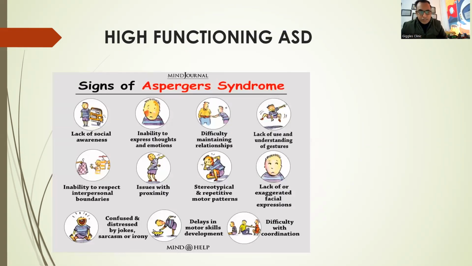So this is the high functioning ASD. For high functioning ASD, we use the words, as I have told you, Asperger's or savant syndrome. So these are some of the signs which we get in ASD: lack of social awareness, inability to express emotions and thoughts, repetitive stereotypic behaviors, inability to reciprocate, that is social reciprocity. That means inability to understand the facial expressions of others. They are very, very poor at it. They are not able to understand what the person is saying and what the facial expression of the person in front of them justifies. So they are poor in reading facial expressions.